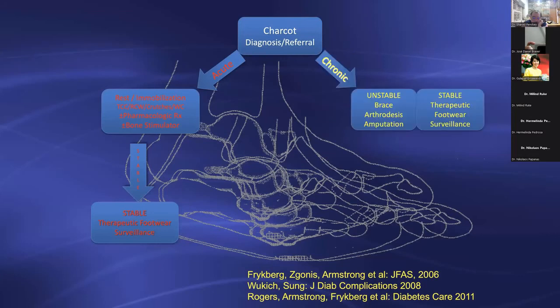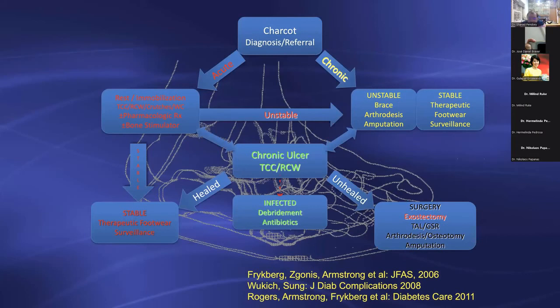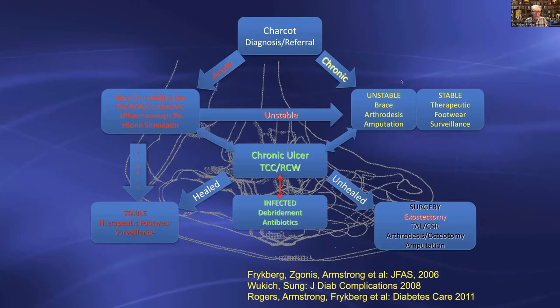We also know that many of these people will present with a chronic ulcer, whether they're chronic or acute, and then we just treat them again, as we said, with a TCC or removable cast walker with appropriate intervention if they're infected, to try to get them back to the old state with an intact skin envelope. And then we provide our stable therapeutic footwear or our bracing.